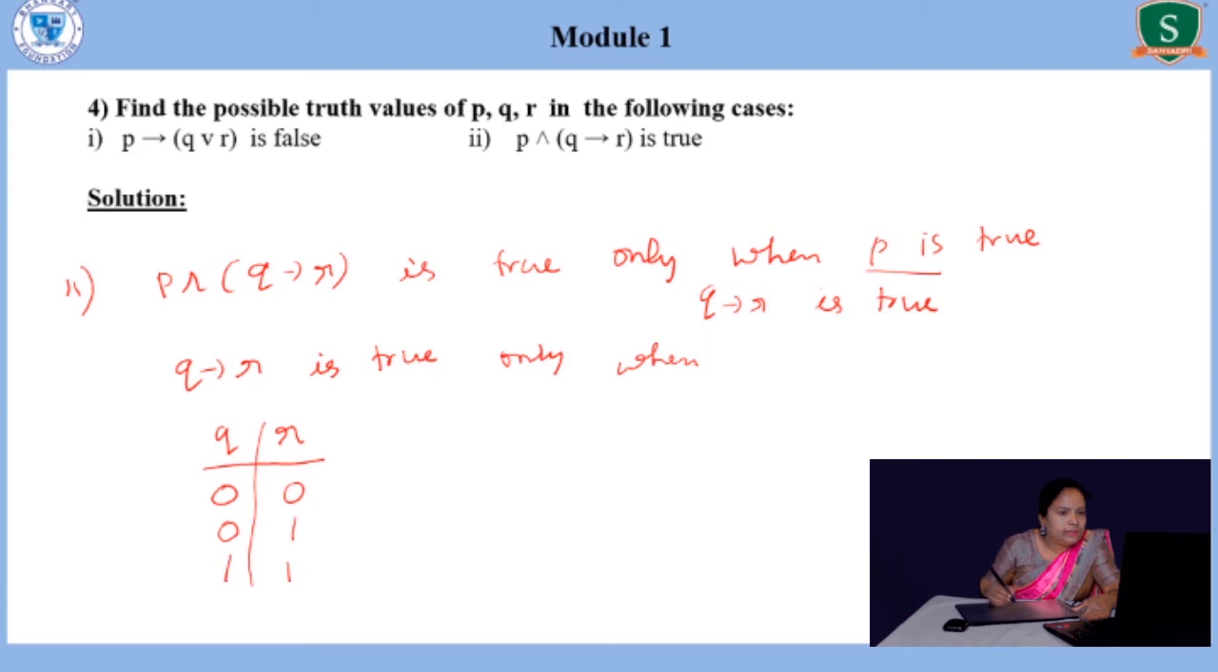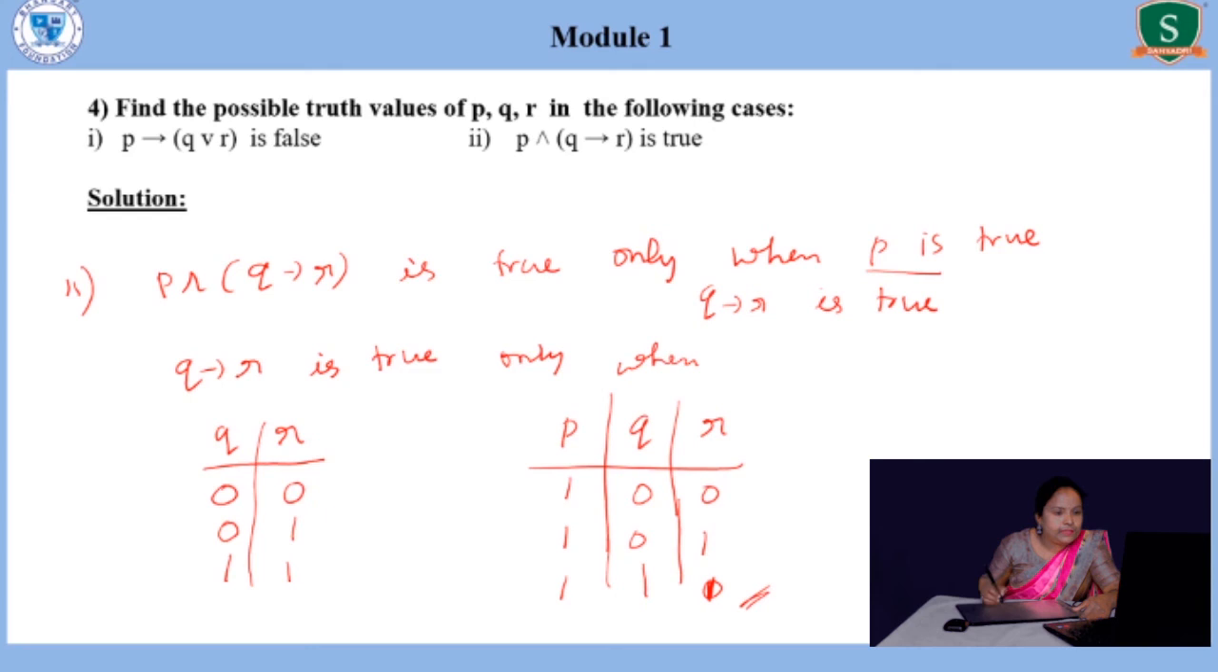Okay, now what is the truth value of PQR in this case? Truth values of PQR in this case, we'll write the truth table. You get these three cases. So P value is true here. I can write 1, 1, 1. What about Q and R value? So first one it is 0, 0. Next one it is 0, 1. Next one it is 1, 1. So this is the truth values of PQR for the second problem.